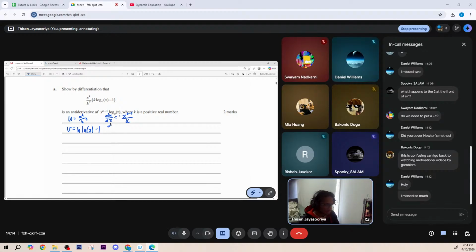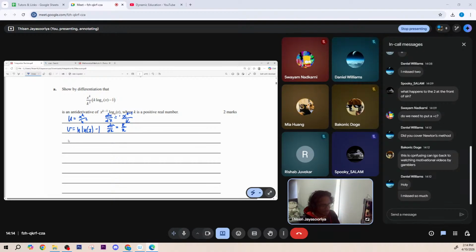And what's the derivative, dv on dx? Is that 1 on k? So it's k over x, because the derivative of ln is 1 over x, and we multiply by k. Is that all good? Mm-hmm.